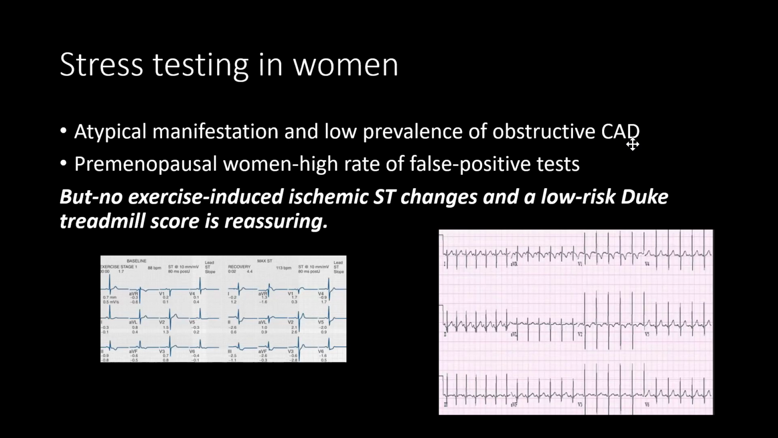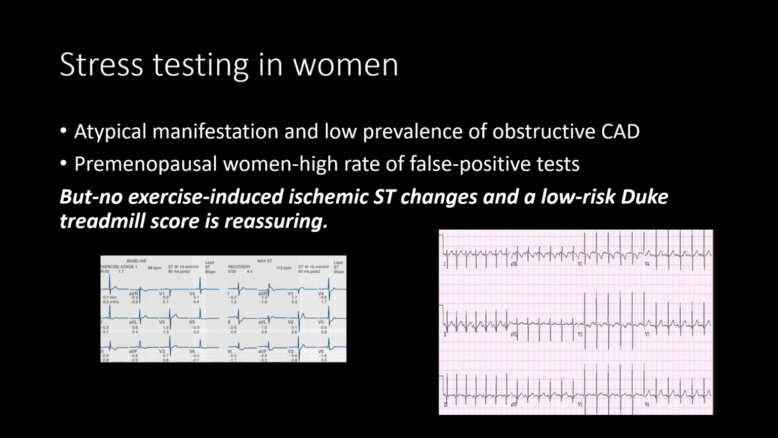Women may present with atypical manifestation, and they tend to have low prevalence of obstructive coronary artery disease. That does mean that you should be doing exercise treadmill testing in women if they do present with symptoms, and if they are able to bring in a good exercise and have no exercise-induced ST segment changes and have a low risk treadmill score, then it is reassuring.